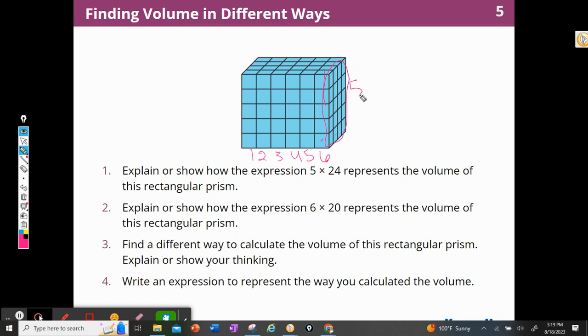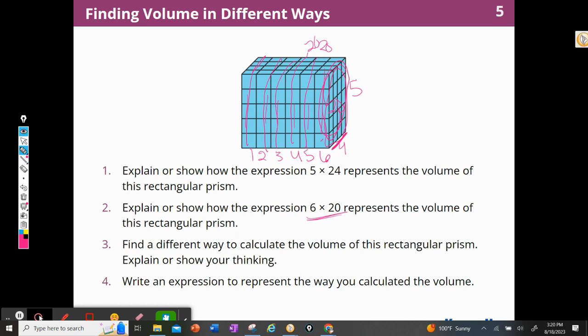There's 5 layers and there's 4 length or width. So this thing right here is 20. This whole thing right here would be 20. Again, 20. And as you can see, there would be 6 20s. 1, 2, 3, 4, 5, 6 20s if you counted all of them.